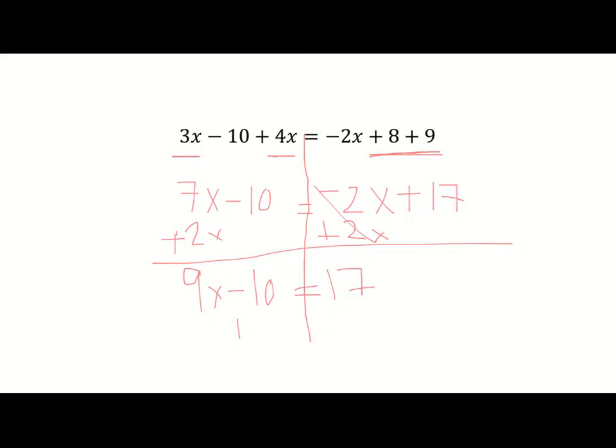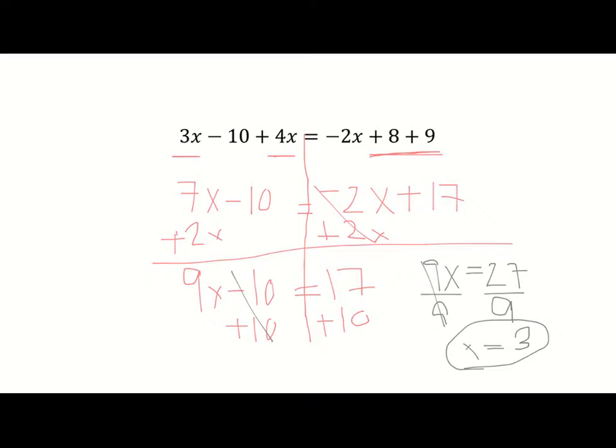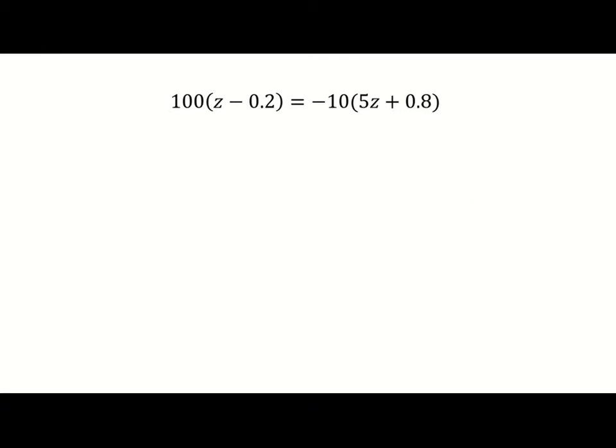Then add the 10 to both sides. So we have 9x equals 17 plus 10, 27. Divide by 9. So x is 3. So our answer to this equation is x equals 3.